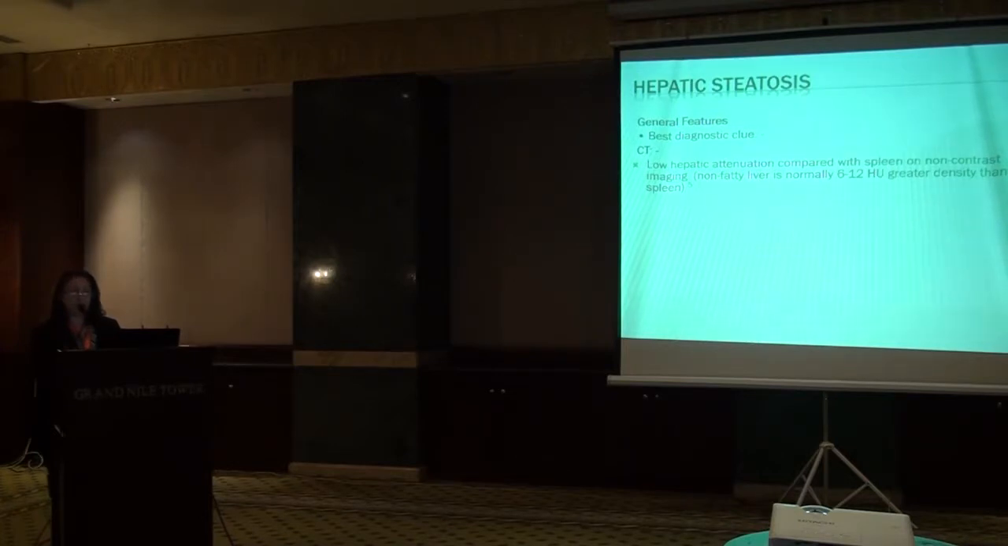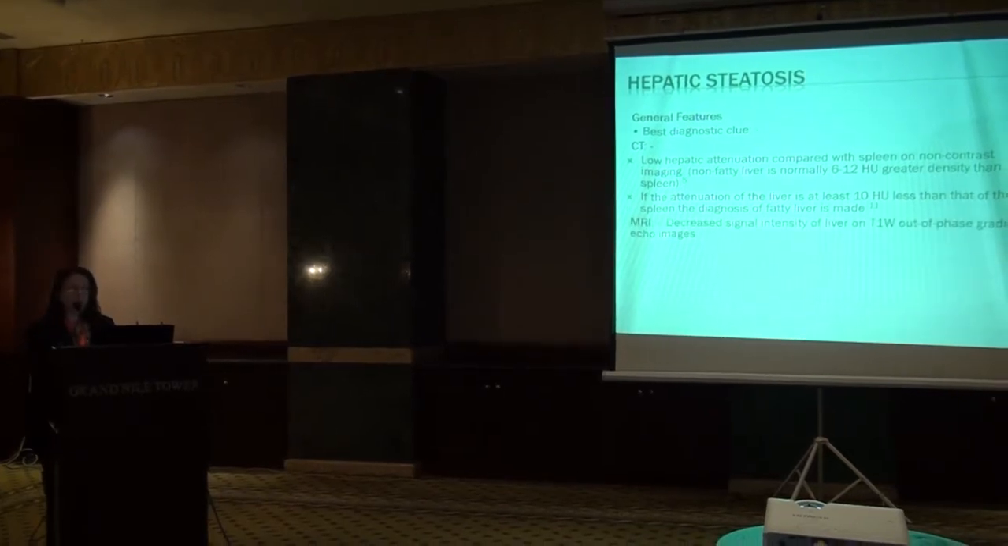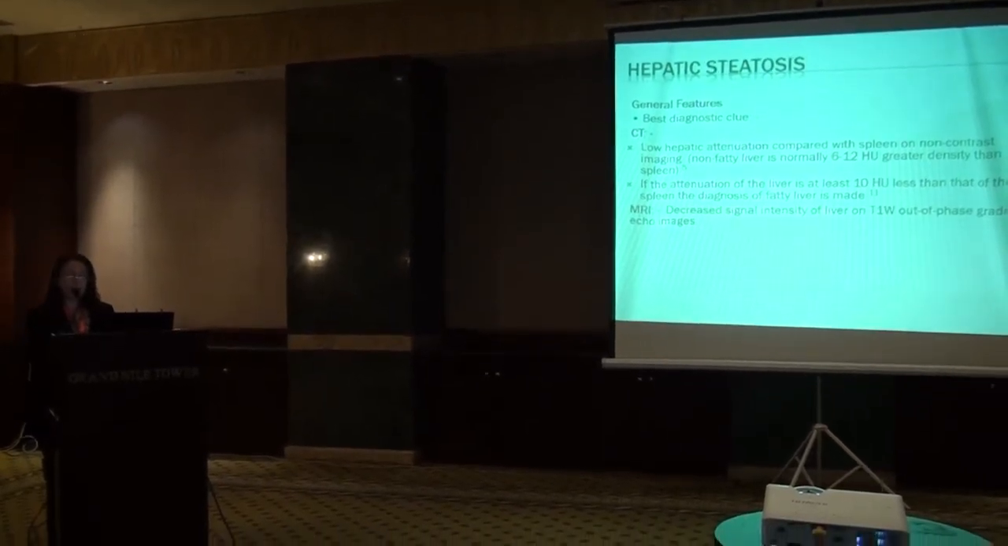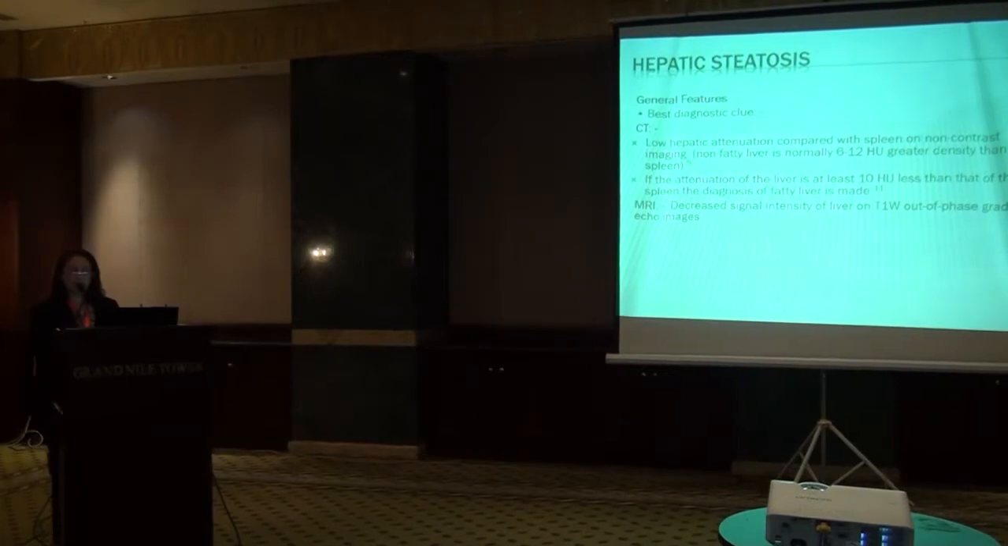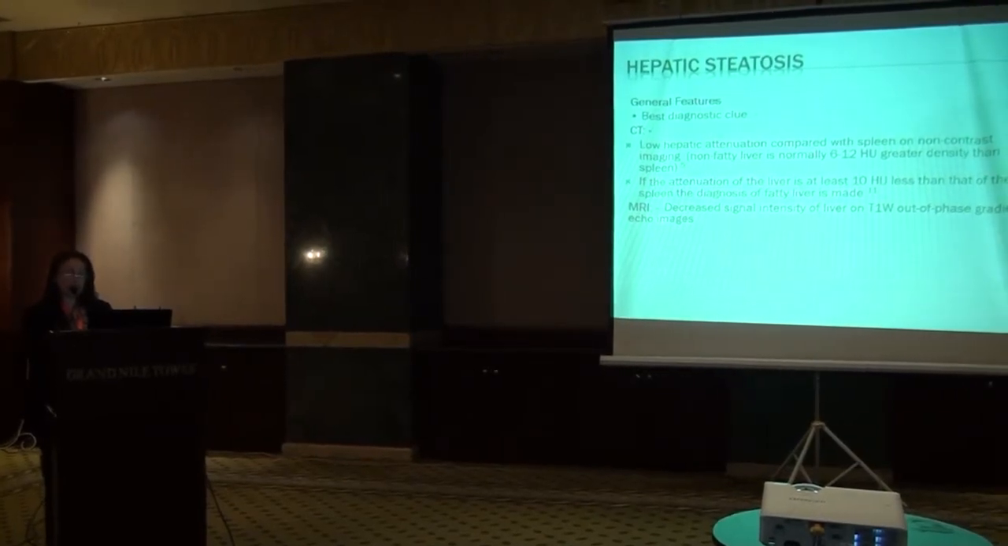Non-fatty liver is normally 6 to 12 Hounsfield units greater in density than the spleen. So, if the attenuation of the liver is at least 10 Hounsfield units less than that of the spleen, the diagnosis of fatty liver is made. And it's better to be in the non-contrast images. By MRI, there is decreased signal intensity of the liver on T1 out of phase gradient echo images.